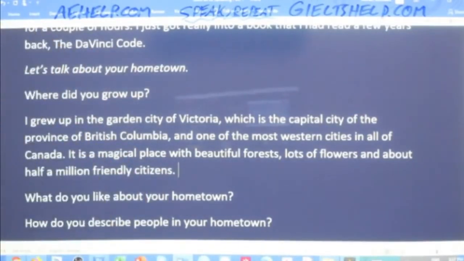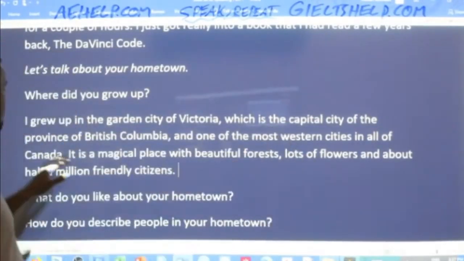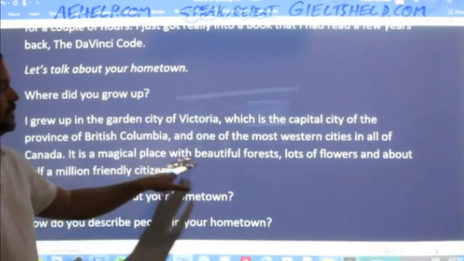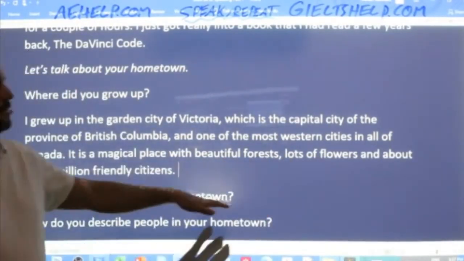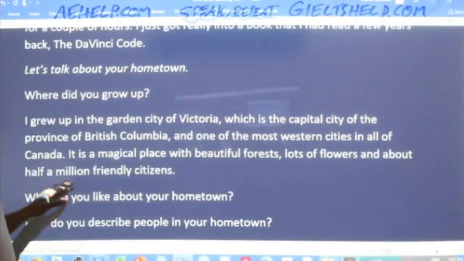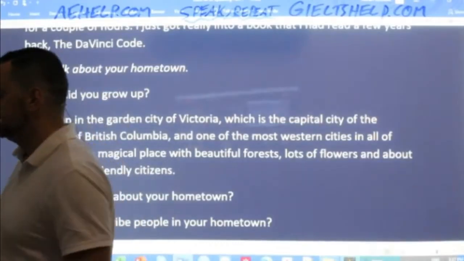So, here we go. Where did I grow up? Where did you grow up? I grew up in the Garden City of Victoria, which is the capital city of the province of British Columbia and one of the most western cities in all of Canada. It's a magical place with beautiful forests, lots of flowers, and about 500,000 friendly citizens. All right.